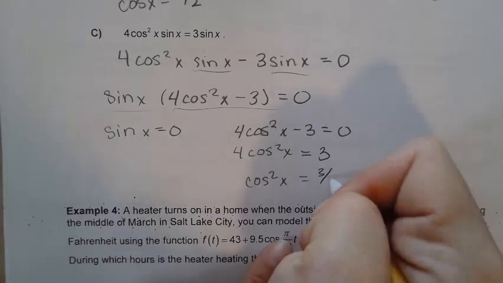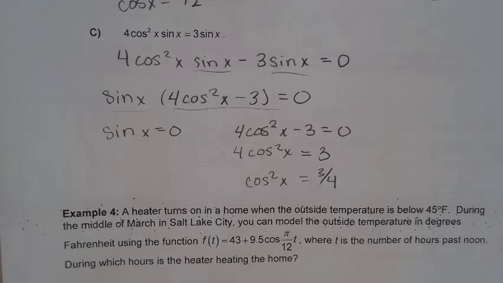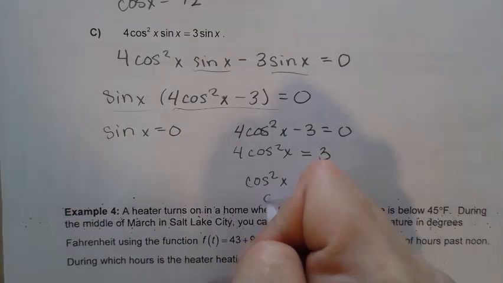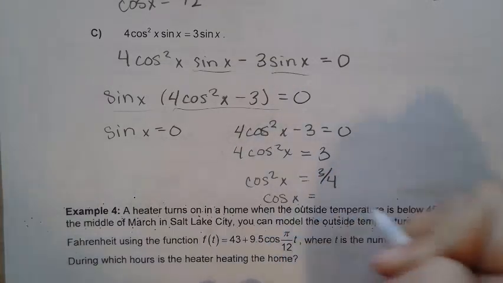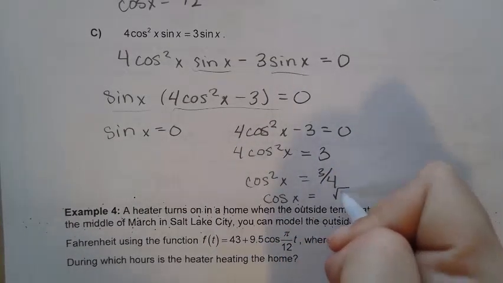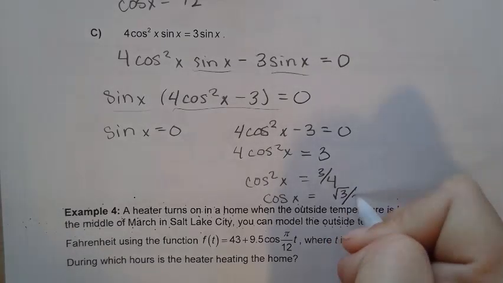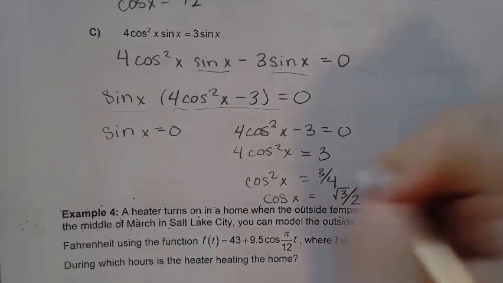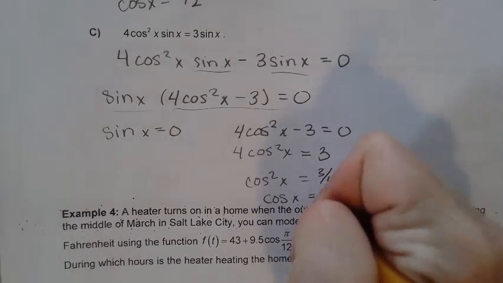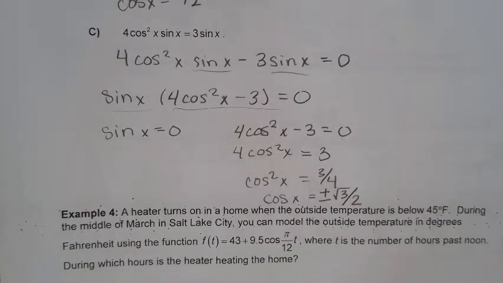Now this is cosine squared, so how do you get rid of a square? We take the square root. What is the square root of 4? It is 2. Now, when we take the square root of both sides, because we are solving, how many answers are we actually getting? We're getting plus and minus. So there are a lot of values for this.